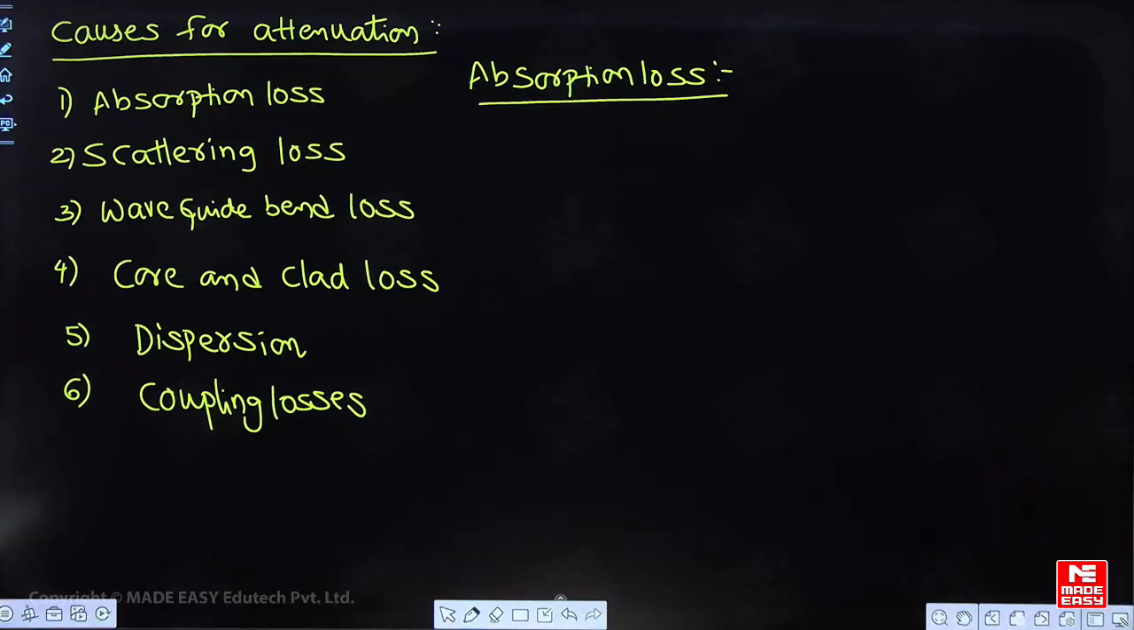Exactly correct. What you said is that the message signal is carried by light of 850 nanometers wavelength from one point to another point. At 850 nanometers, the amount of loss offered is very less. I hope it's clear. Clear na?